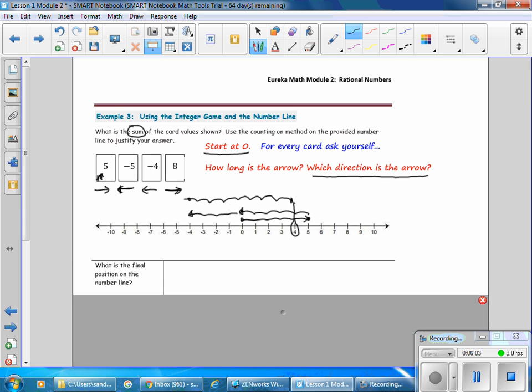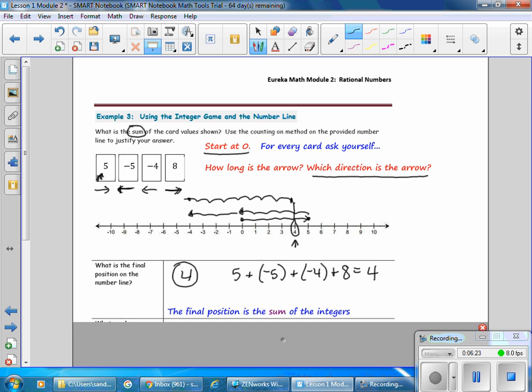What is the final position on the number line? The final position is 4. And so 5 plus negative 5 plus negative 4 plus 8. The final position is the sum of those numbers.